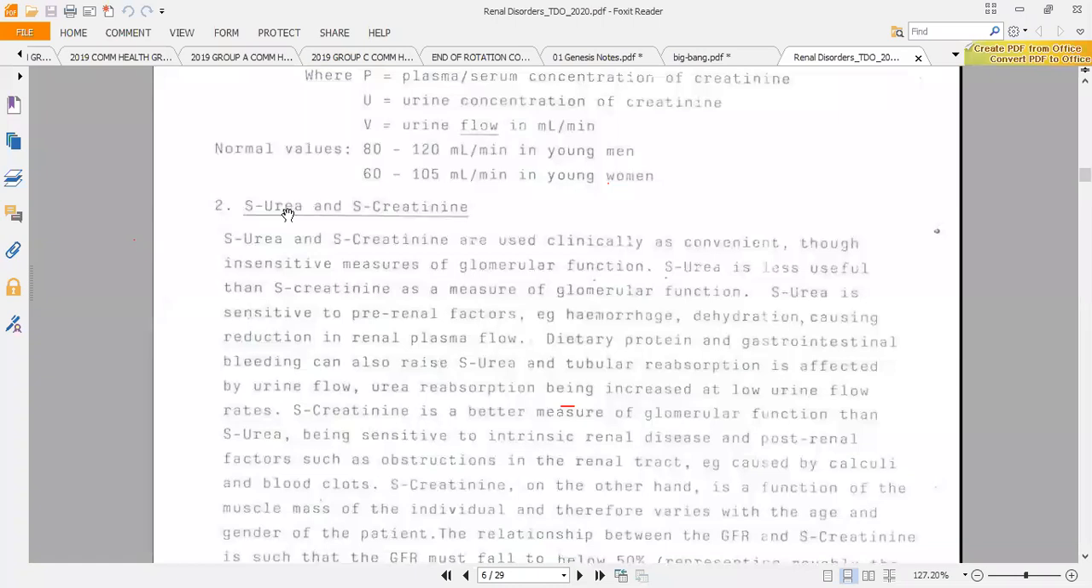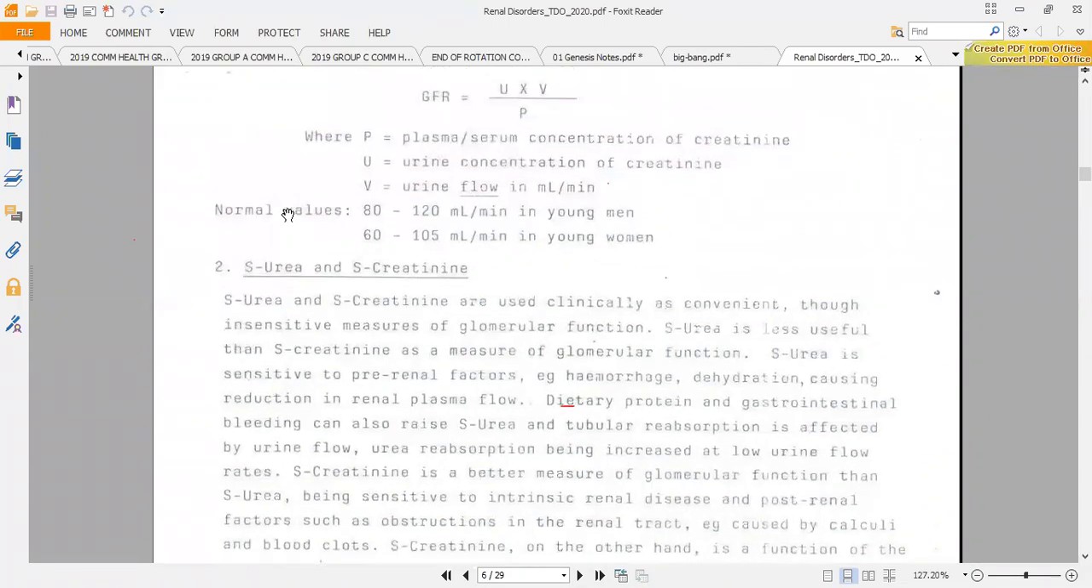When you talk about urea, urea is from ammonia, and urea is produced in the liver. So if you take in any food with a lot of proteins, you are going to produce a lot of urea, because the proteins have nitrogen, which is converted to ammonia, and the ammonia is converted to urea. So if you have high levels of proteins, then you have high levels of urea. Not only that, if you have GI bleeding, if you are bleeding in your intestines, that too can increase your urea levels. So let's remember that.